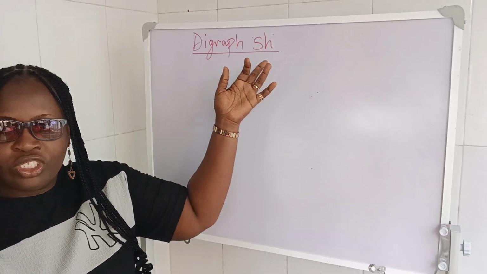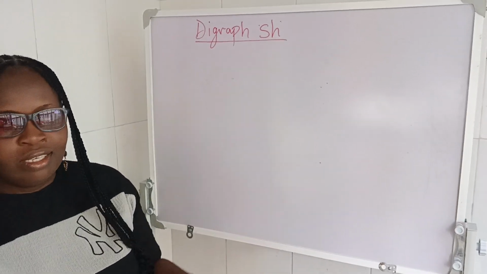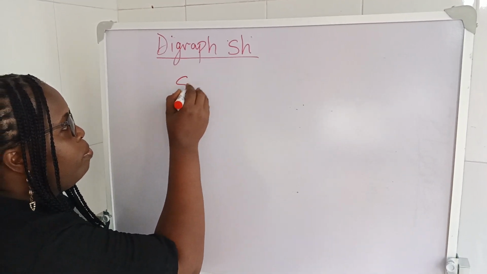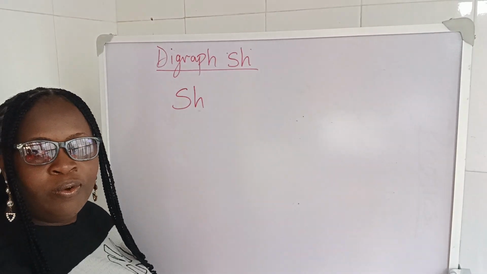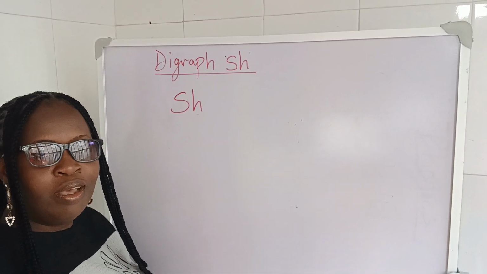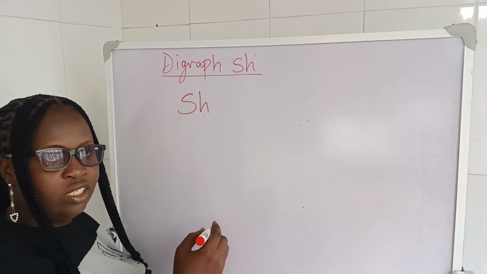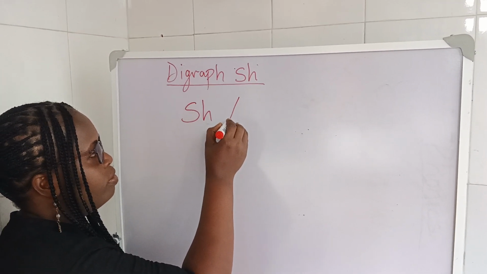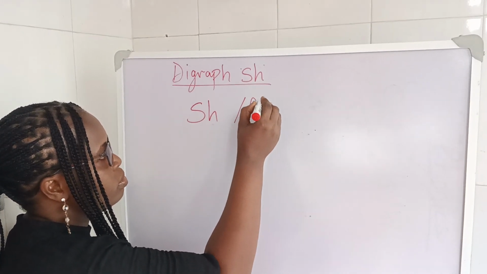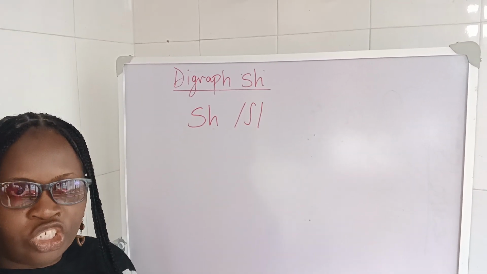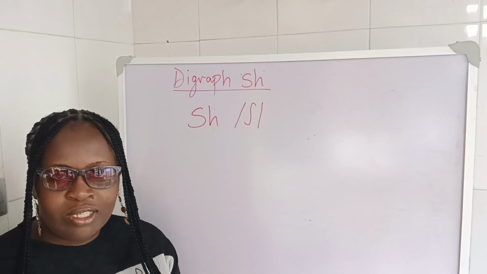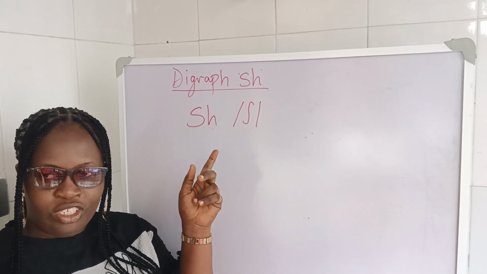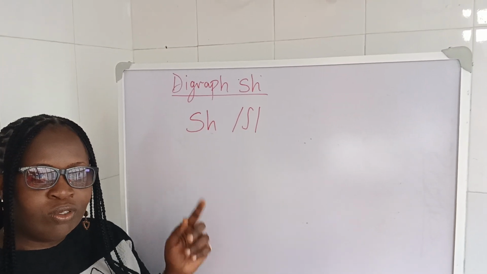Sound sh. SH. Sound sh. These two letters coming together make the sound sh, and it's transcribed this way. Let's sound it together. Sh. SH sounds sh. SH sounds what?